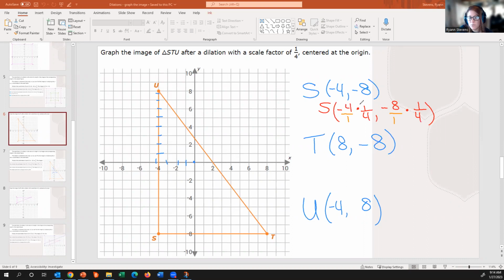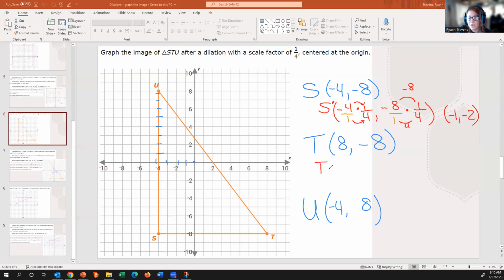So -4 times 1 would be a -4, and 1 times 4 would be a +4. This is going to give us an answer of -1. And then -8 times 1 is -8. 4 times 1 is 4, so we would have -8 over 4, which would give us a -2. And this is for the image of S.